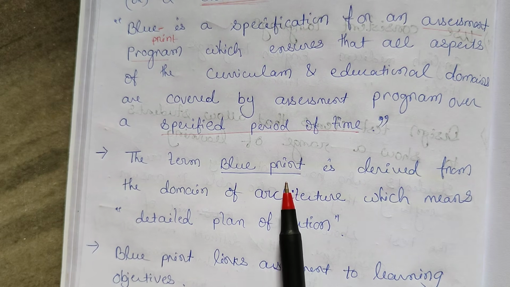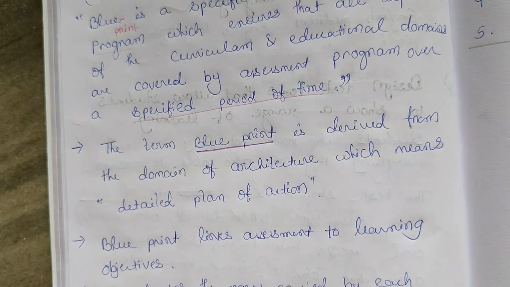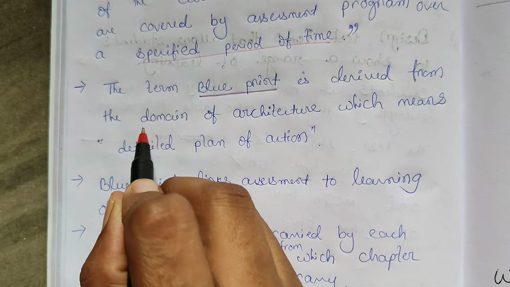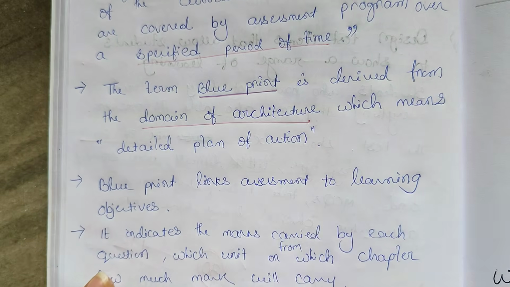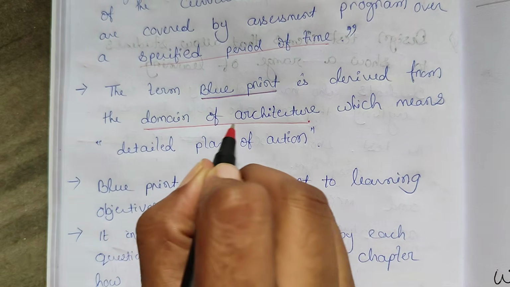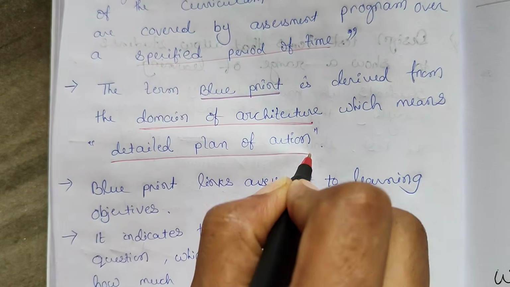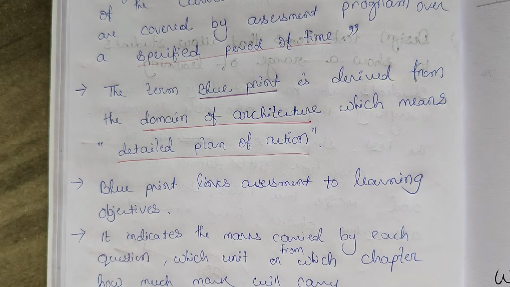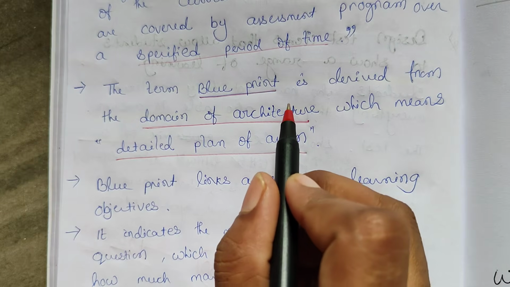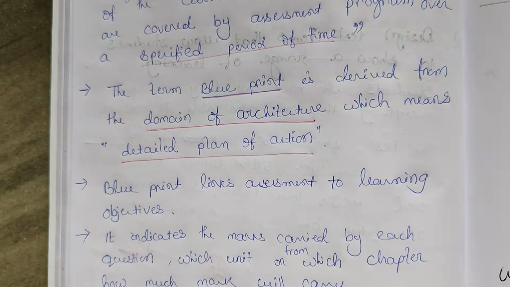The term blueprint is derived from the domain of architecture. See, who is making buildings? The architects, the civil engineers. So this blueprint came from the domain of architecture, which means detailed plan of action. So blueprint in architecture means detailed plan of action.